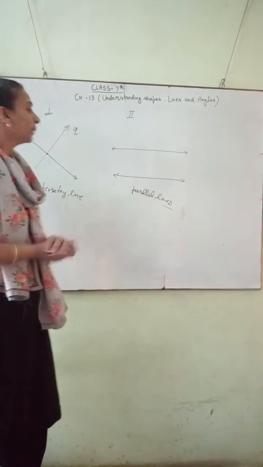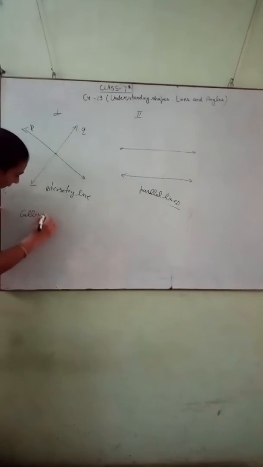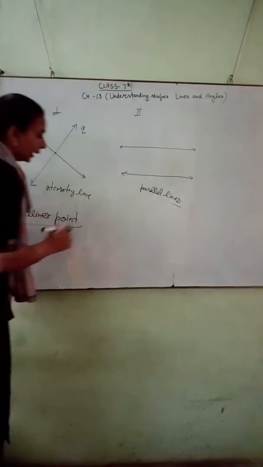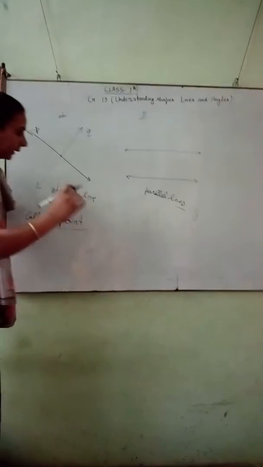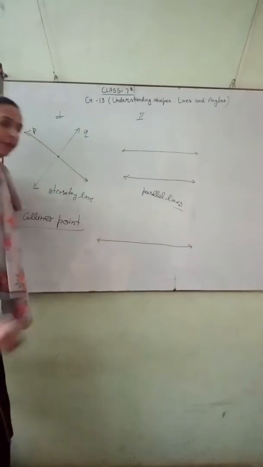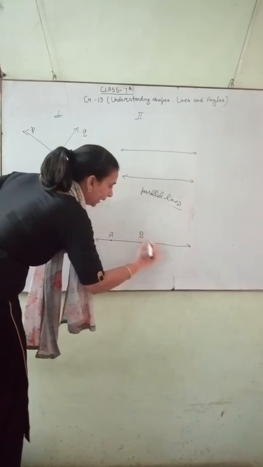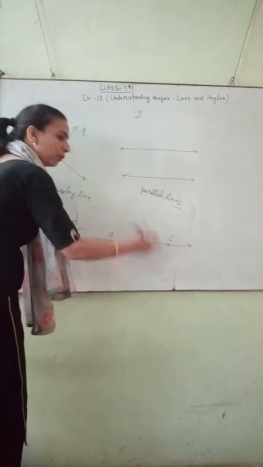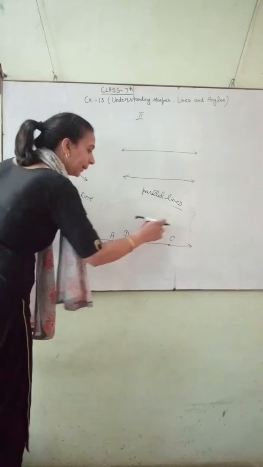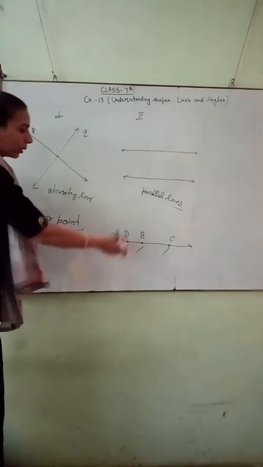Clear, student? Then next, collinear points. What is a collinear point? If 3 or more points lie on the same line, for example, we have a line and there is a point A, a point B, a point C, and if we take point D, if three or more points lie on the same line, then these points are called collinear points.